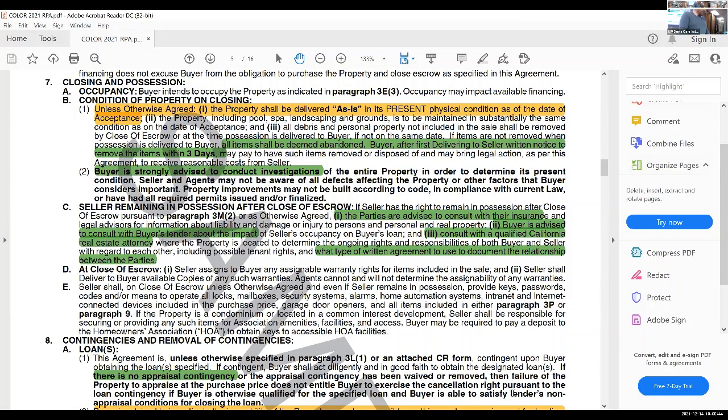Seller remaining in possession after close of escrow, or let's say closing in possession, occupancy. We have condition of the property on closing is important. Even though the property is to be sold as is, it doesn't mean that it's as is. It's as is at the time the offer was made. So at the time the offer was made, the grass was green. Then when the contract closes, maybe 30, 45 days later, the lawn must remain, it's still green, right? The property must be maintained in the same condition.